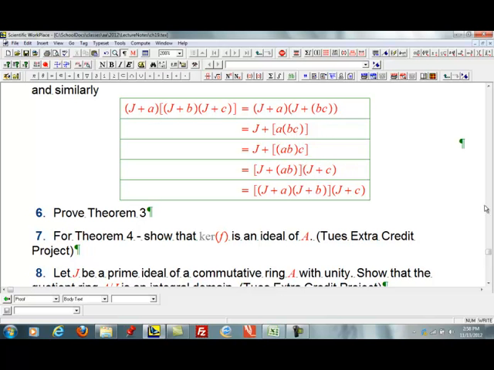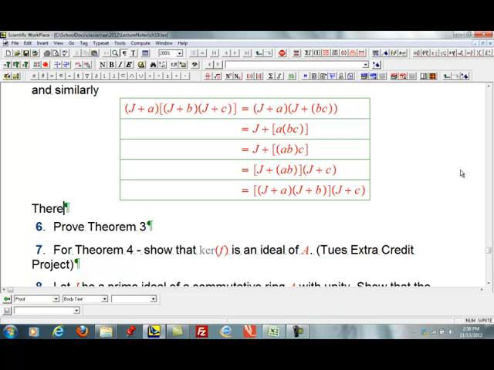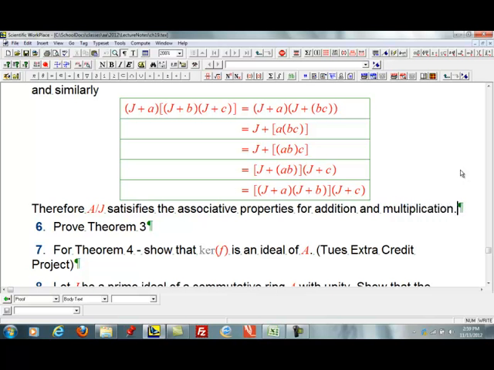Okay. And therefore, A mod J satisfies the associative properties for addition and multiplication. Now, we have to show commutative, but commutative we're not assuming for multiplication, we're just showing for addition.